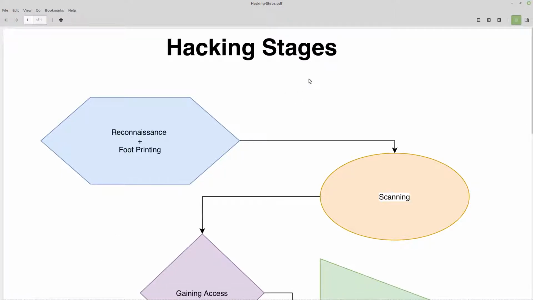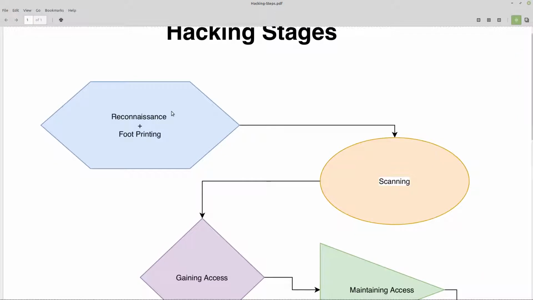So basically, there are five stages of hacking. Number one is reconnaissance and footprinting, which we are going to take a look at today. And please do remember that we are not going to do any lab today. The lab will be in our next video. So first thing we are going to look at is reconnaissance and footprinting.